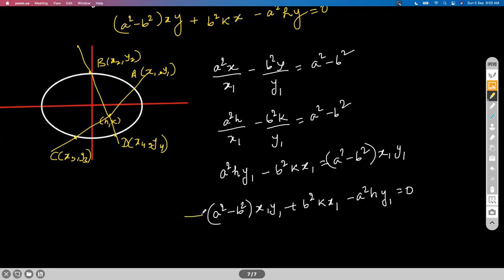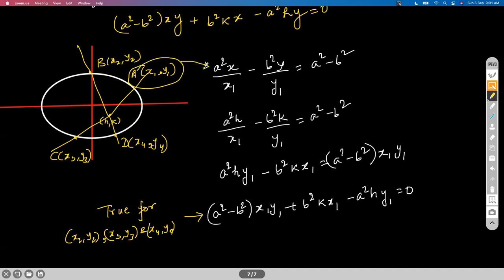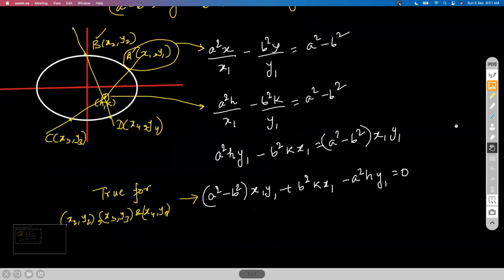But can I say the same will be true even if your point is x2, y2, x3, y3, and x4, y4? Correct? Right now, you started with this point as your initiating point. You started with this equation. Then you made h, k satisfy the equation. But the same will be true even if you have taken B as your starting point. That means you would have started with a square x by x2 minus b square y by y2 is equal to a square minus b square. And still h comma k will satisfy that equation of the normal, isn't it? Do you agree with me on this or not?